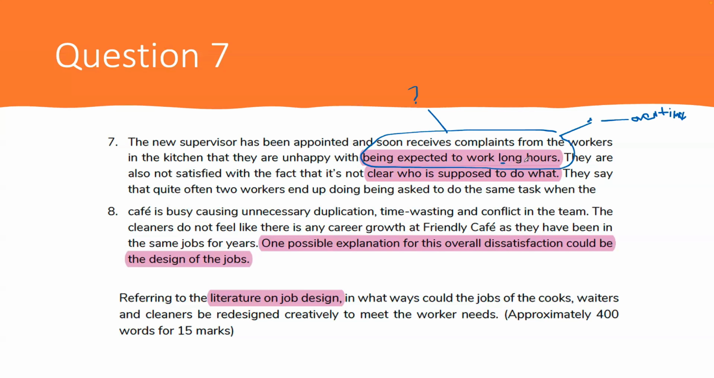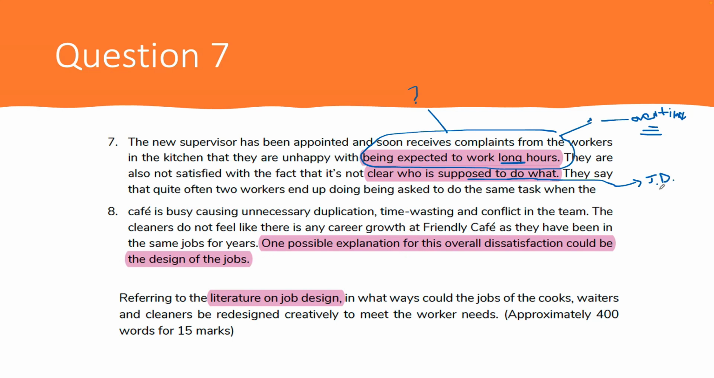All right. So you have to work through this first part of the question and be clear about what this means. So you can say they're working long hours because they're working additional overtime, or you can say that they're working past the hours that are in their schedule, as per their shift. They're also not satisfied because it's not clear who's supposed to do what. So now again, the next question then is, is there a JD in place?